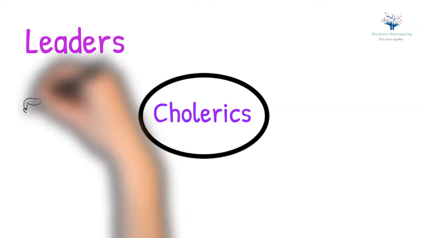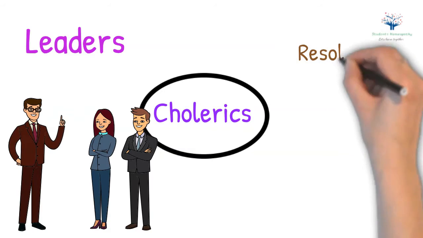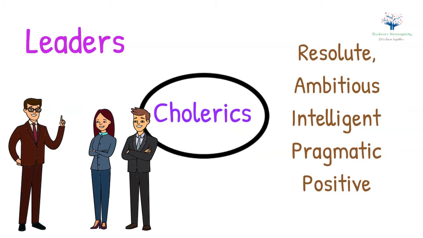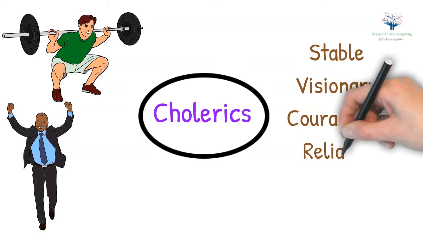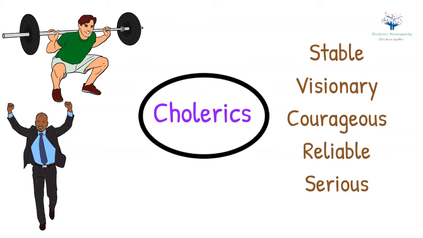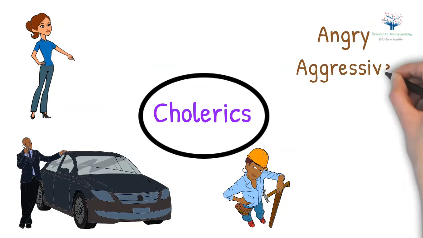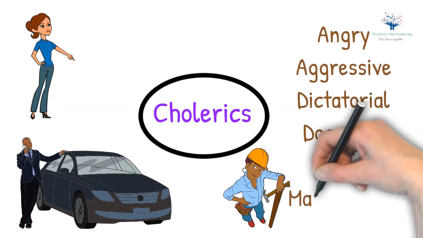So next, coming to the cholerics. The one word for them is leaders. The choleric people are leaders. They are praised by people because they are resolute, ambitious, intelligent, pragmatic, positive, stable, visionary, courageous, reliable, and serious. At the same time, they are disliked because they are very angry, aggressive, dictatorial, dogmatic, cruel, and materialistic.